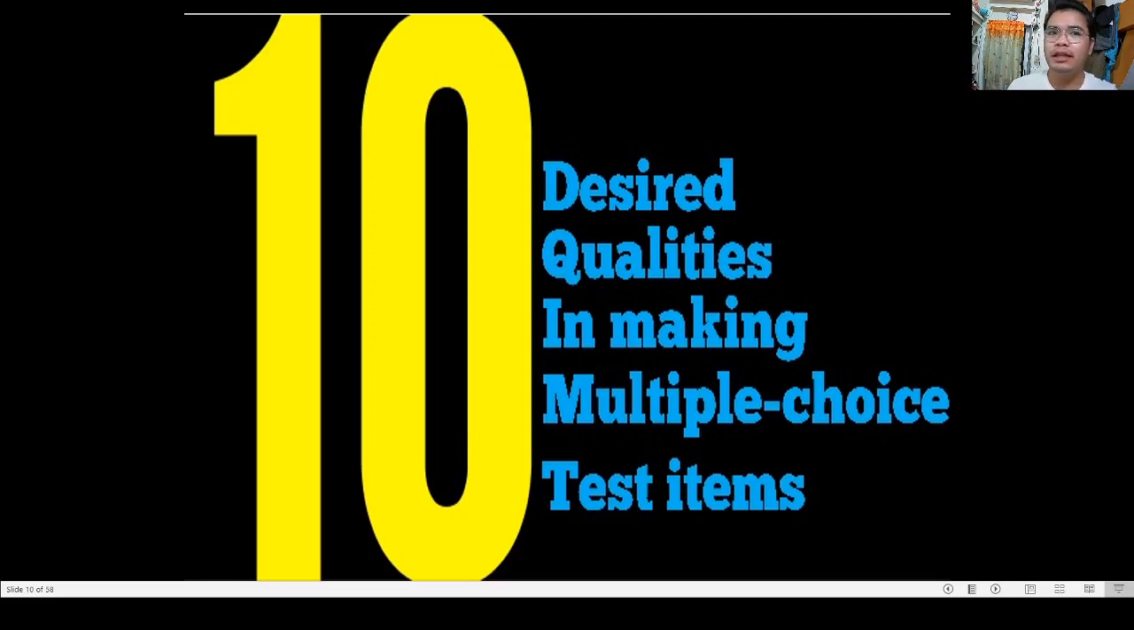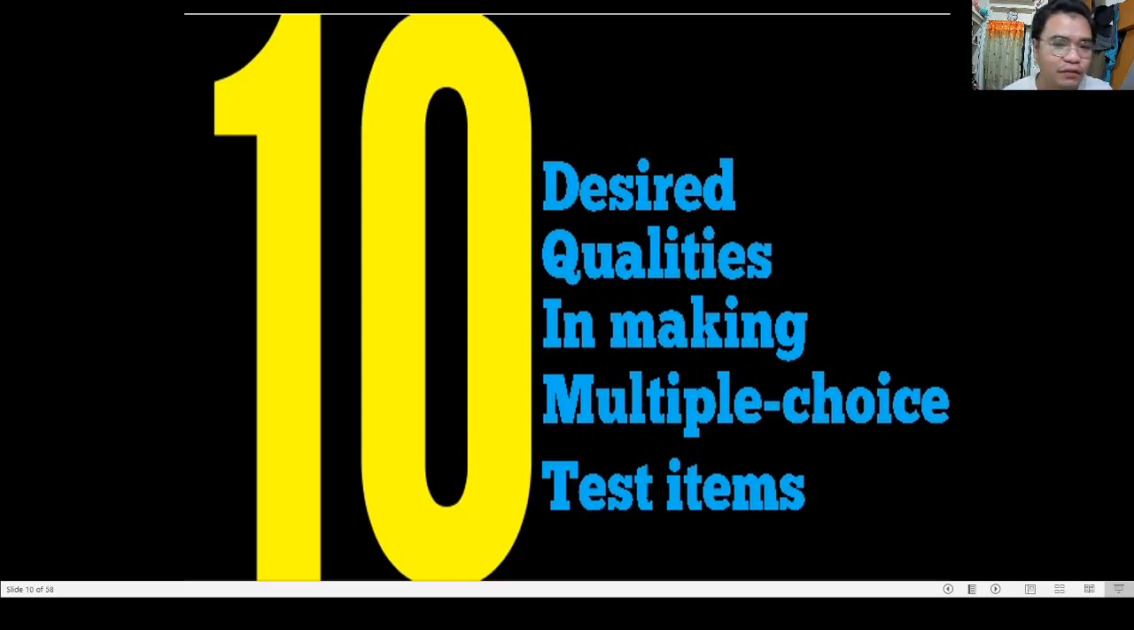Baka sabihin nyo, madali lang naman gumawa ng multiple choice. Kailangan mo lang ng tanong, tapos meron kang options. Pero may mga rules kasi, may mga procedures tayong fina-follow para makita natin kung tama ba yung pagkagawa natin ng ating multiple choice item. Well, why are we doing this once again? Because we want to establish validity and reliability of our test items.